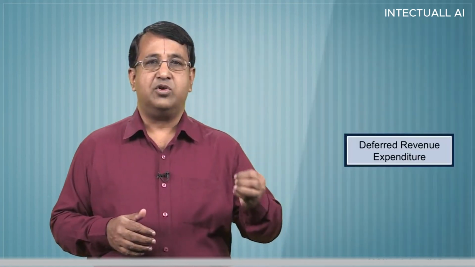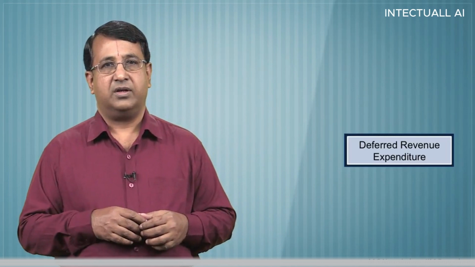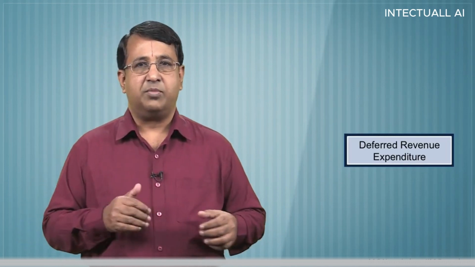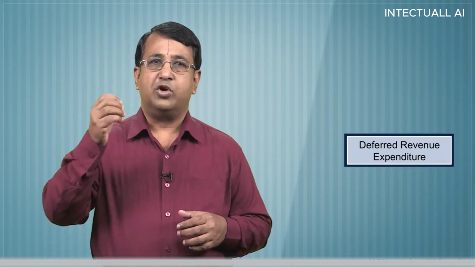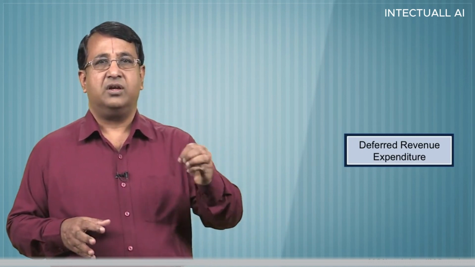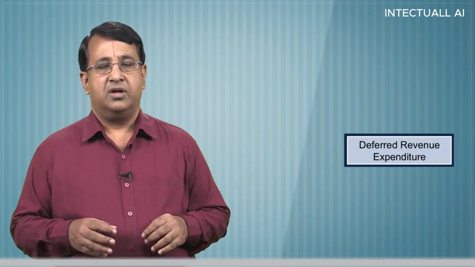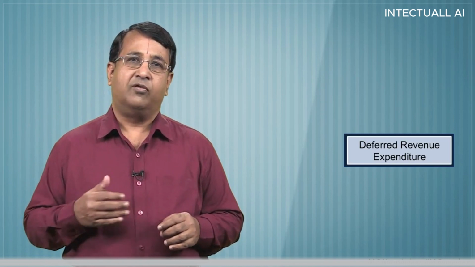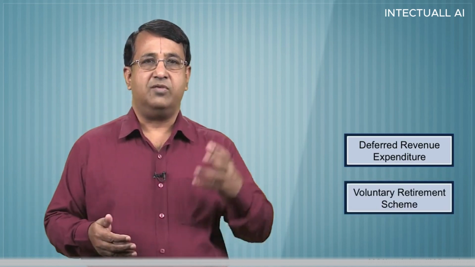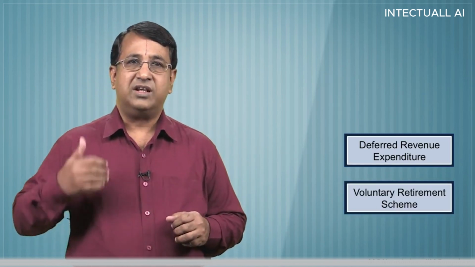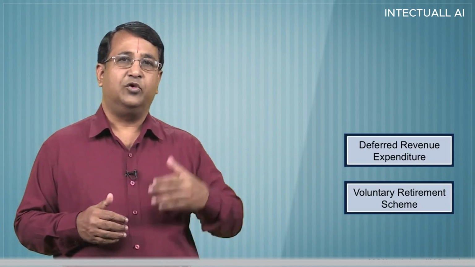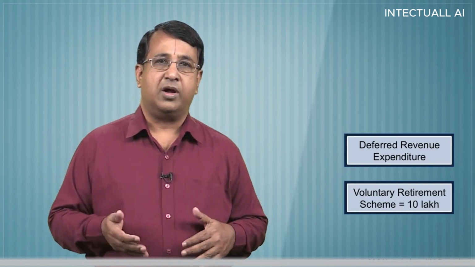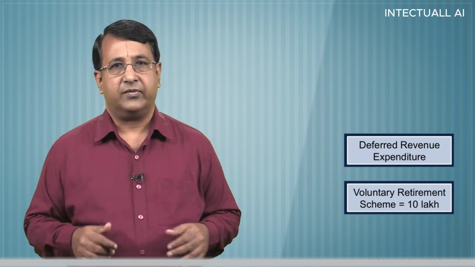There are a few items that you will encounter in the balance sheet. Deferred revenue expenditure is one such item. It is not there in the Asian Paints balance sheet. Suppose your company is doing some restructuring of businesses. To reduce the workforce, it offered a voluntary retirement scheme or VRS. To incentivize the worker, your company also offered 10 lakh rupees per employee as an additional gratuity.